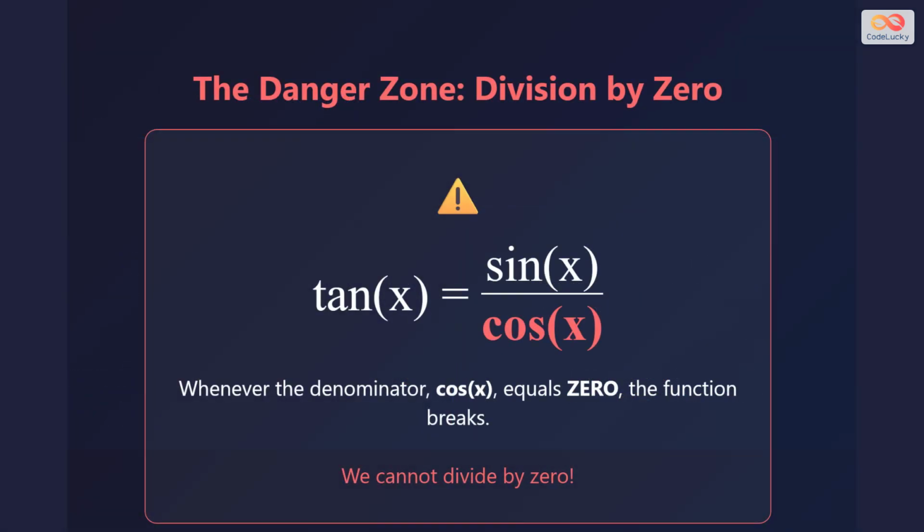In mathematics, division by zero is impossible. Looking at our fraction, whenever the bottom part, cosine of x, equals 0, the entire function fails. This is the danger zone where the tangent value cannot exist.